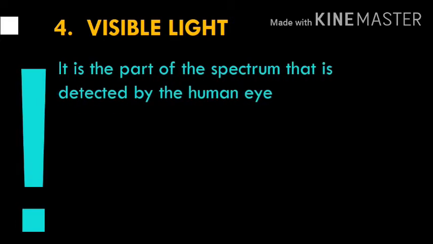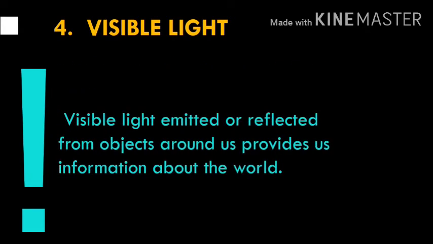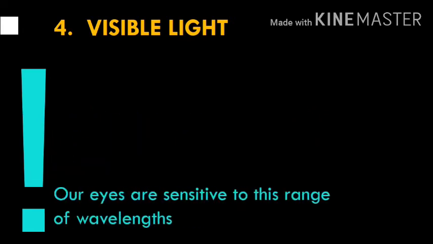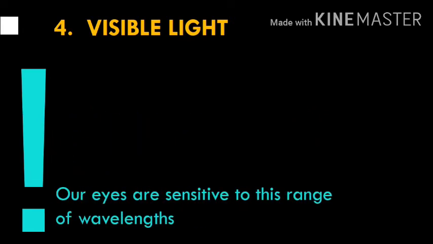Let's come now to visible light. Visible light is the part of the spectrum that is detected by the human eye. It is emitted or reflected from the objects around us and provides us information about the world. Our eyes are sensitive to this range of wavelengths. So, in the electromagnetic wave spectrum, visible light is the only wave which the human eye could see.